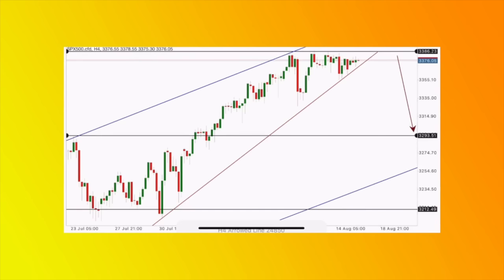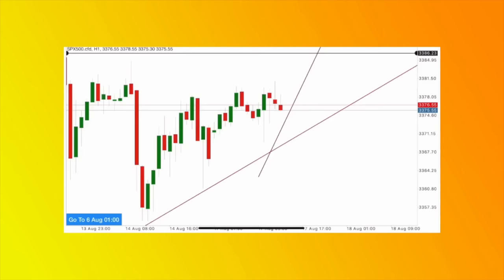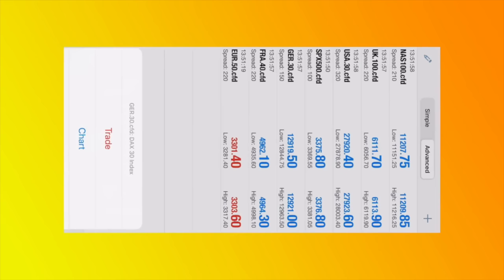We haven't broken it. So more of the things that we are looking for is buying opportunities as opposed to selling opportunities at this current moment in time. We're looking for buying opportunities from SPX 500. Thank you so much. Done with SPX 500. Let me move to German 30.